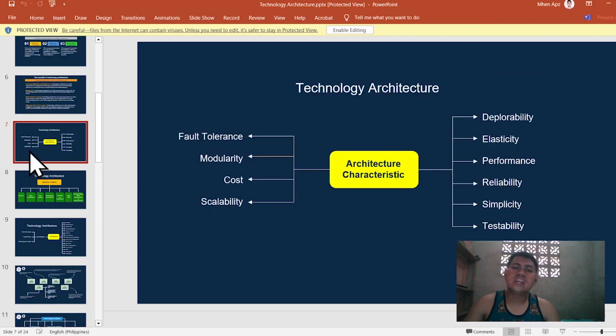Technology architecture has its own characteristics. One of the characteristics of technology architecture is fault tolerance. We have also modularity, cost, scalability, deployability, elasticity, performance, reliability, simplicity, and testability.